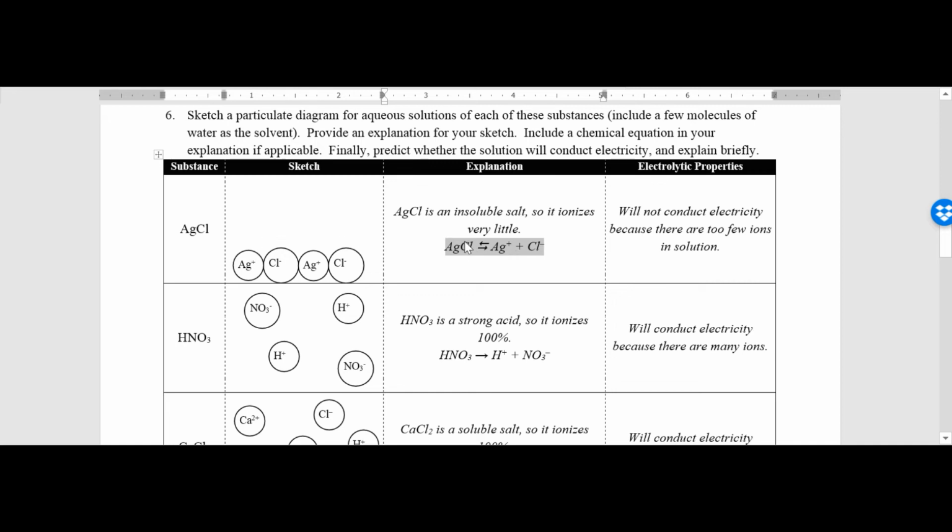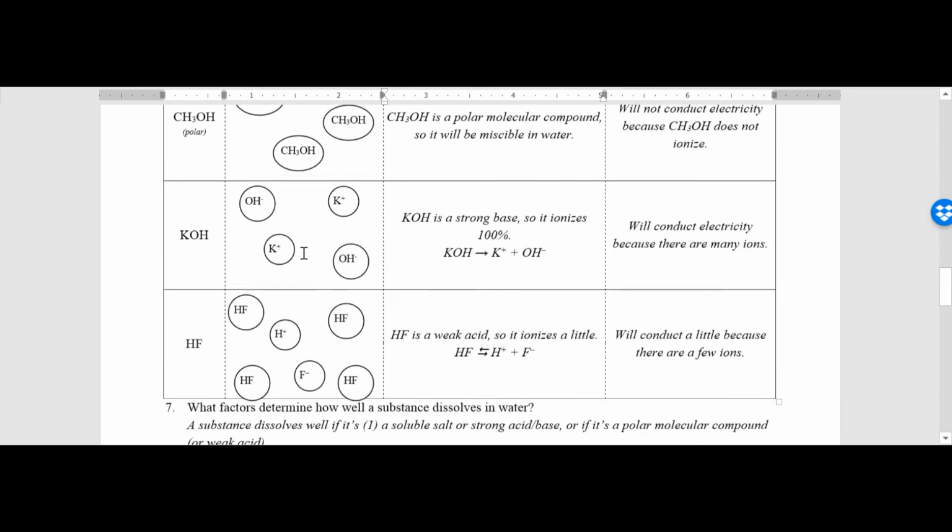Last year in honors I said that they didn't dissolve at all. We didn't write any dissociation equation. In AP they do dissolve a stupidly tiny amount, like less than 1%. So we have to write the dissociation equation, but in reality they do not conduct electricity, they do not break apart, so our sketch is going to keep them together.